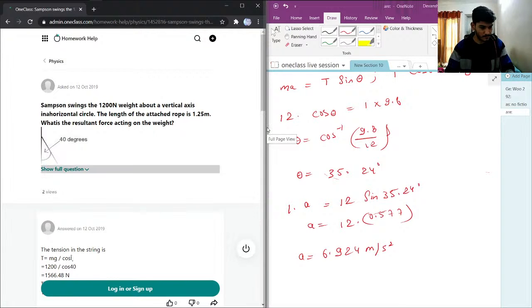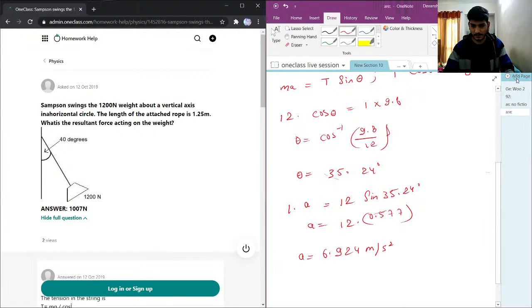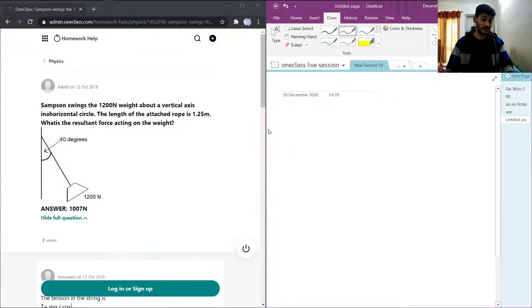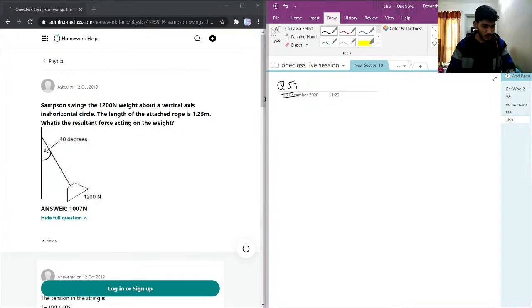We have question number 5. In question number 5 they have already given the answer. Samson swings the 1200 Newton weight about a vertical axis in a horizontal circle. The length of the attached rope is 1.2 meter. What is the resultant force acting on the weight? Okay, we need to find the resultant force acting on the weight.